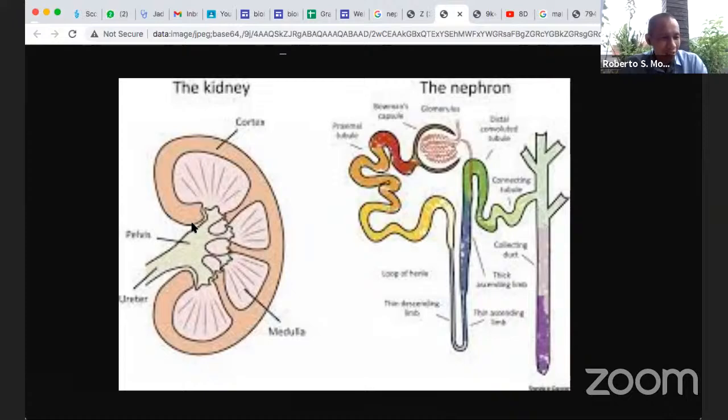Kelenjar minyak. Yes, minyak. Sebasea kelenjar minyak, sudorifera keringat. So, April, what's the name of the condition? Acne vulgaris. Ya, jerawat. Bukan acne monica, acne vulgaris.